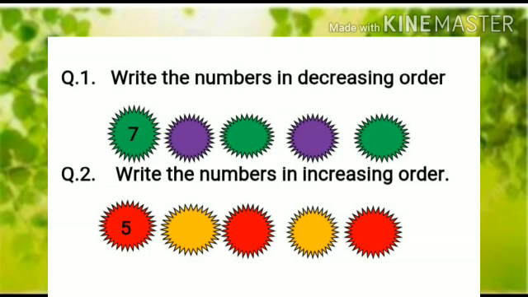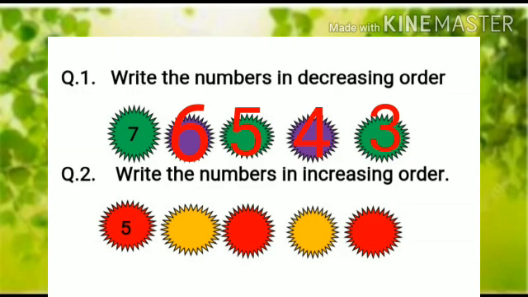Students, we will do one activity now. Here we have to write the numbers which are in decreasing order. The number given is 7. Here you have to write the numbers which are smaller than 7. So the number which is smaller than 7 is 6. The number which is smaller than 6 is 5. The number which is smaller than 5 is 4. And the number which is smaller than 4 is 3.